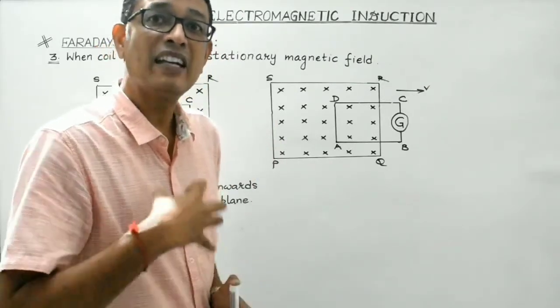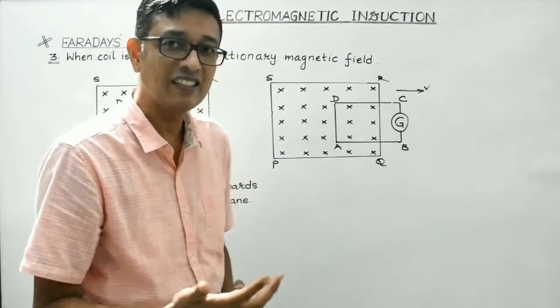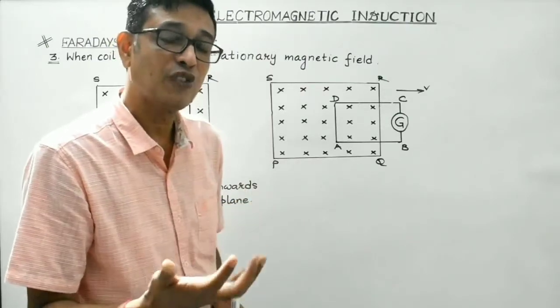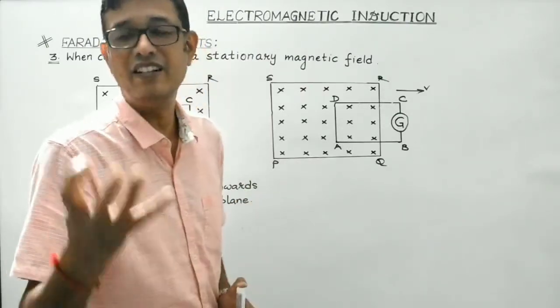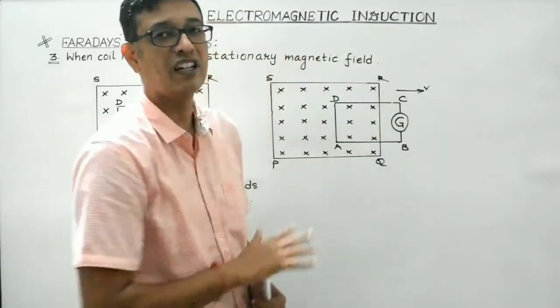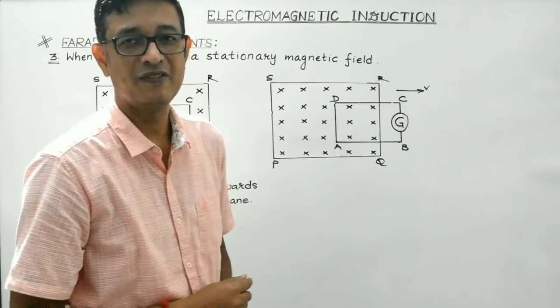Therefore, the magnetic field linked with the coil ABCD will also start decreasing. Magnetic flux will also start decreasing. And as a result of the change in the magnetic field or change in the magnetic flux linked with the coil ABCD, an induced current is produced. And hence the galvanometer shows some deflection.